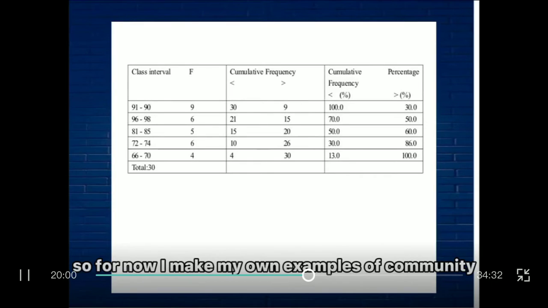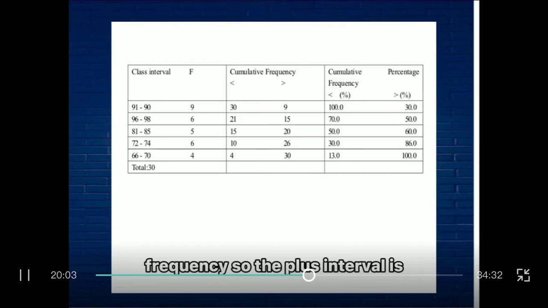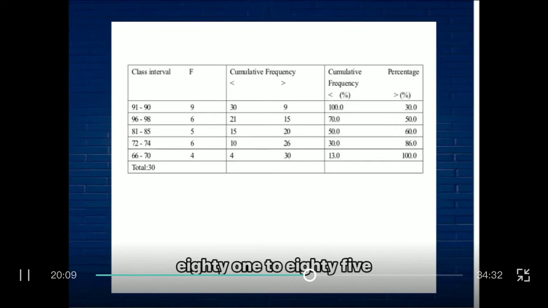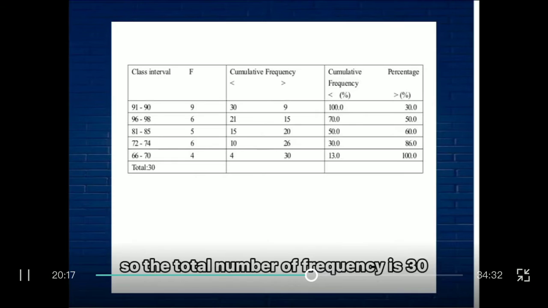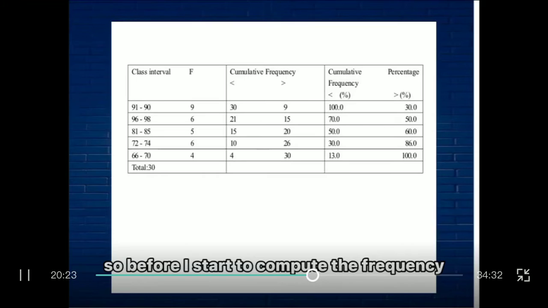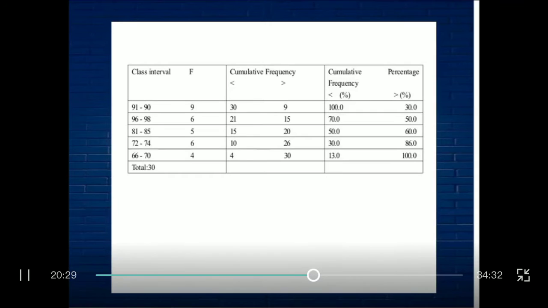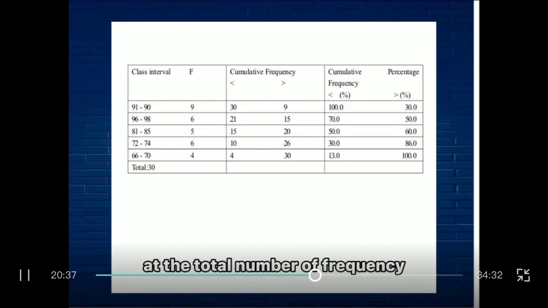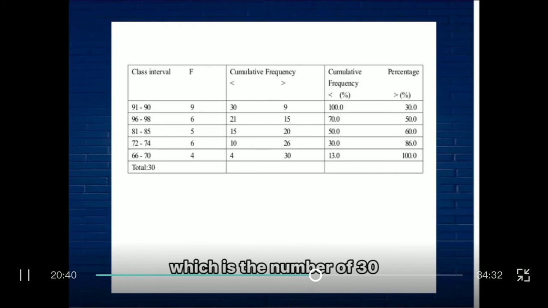I will make my own example of cumulative frequency. So the class intervals are 91 to 95, 86 to 90, 81 to 85, 76 to 80, 71 to 75, and the frequencies are 9, 6, 5, 6, 4. So the total number of frequency is 30. Before I start to compute the frequency lesser than, I will write in the first row the total number of frequency, which is 30.